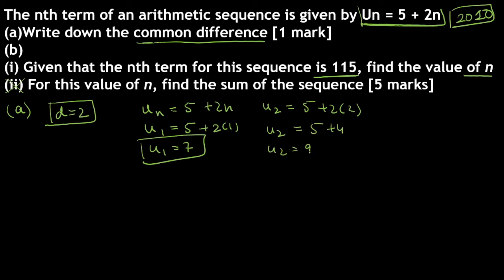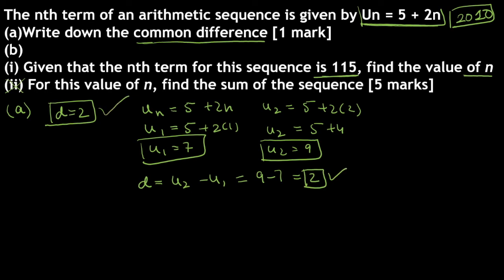So u2 is 9. So now our common difference is nothing but u2 minus u1, right? It's any two consecutive terms. So 9 minus 7, which is 2, right? And we get the same value, right? This is how you solve the problem. I mean, it's a very simple logical thing. I just did all this extra work just to convince you, right?